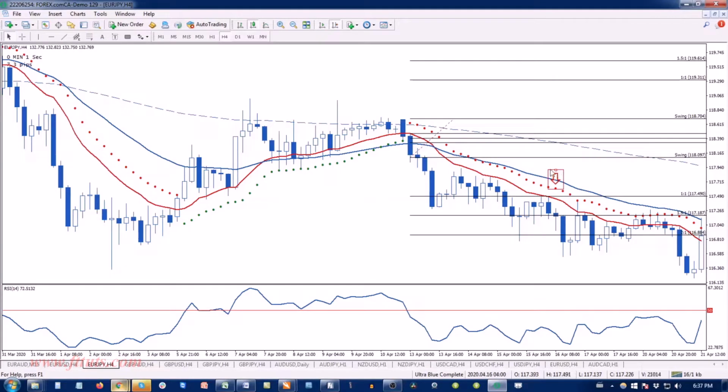The trade is going to be closed in one of two ways. It's going to be closed because your stop loss got hit, or it's going to be closed because your take profit gets hit.